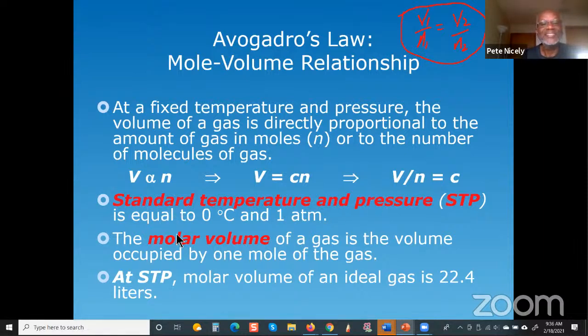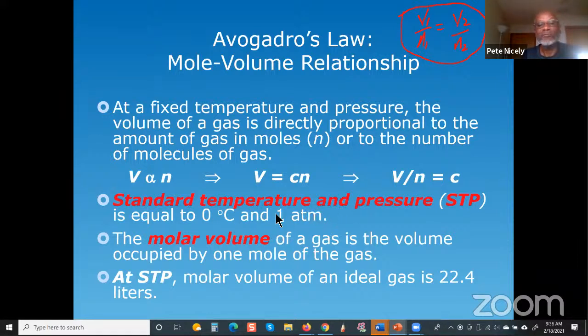So they decided that the standard temperature would be 0 degrees Celsius or 273 Kelvin, and the standard pressure would be 1 atmosphere, right? Abbreviated, just called STP. So whenever you see this abbreviation STP, it means standard temperature and pressure, which means that the temperature is 0 degrees Celsius and the pressure is 1 atmosphere.